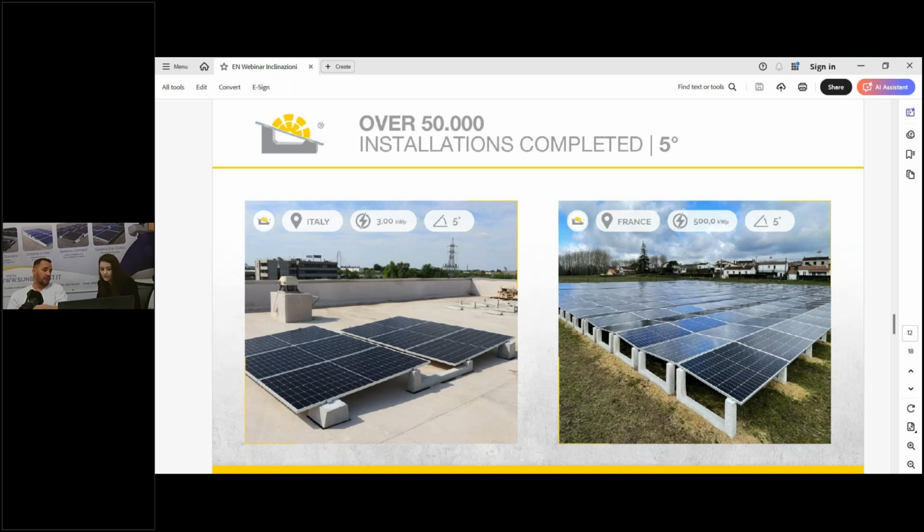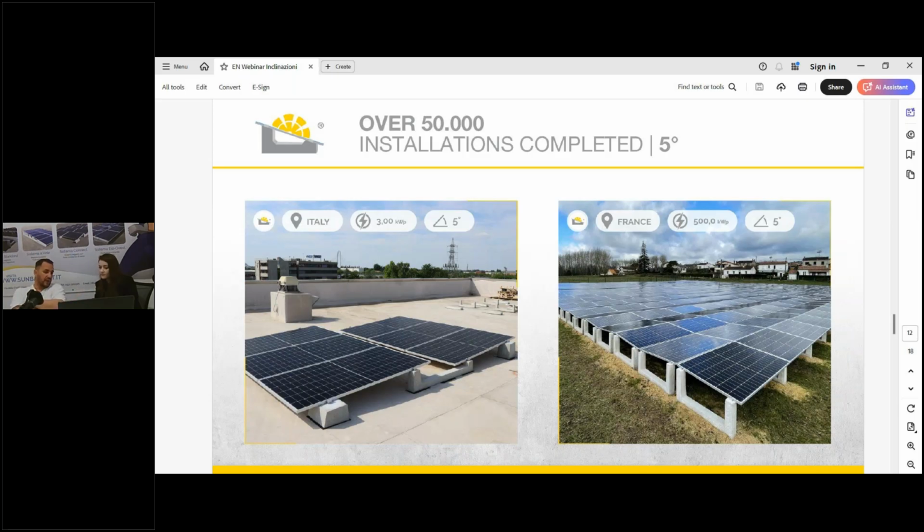Very convenient actually for panels that are over 2 meters long, and of course very good for the weight, the whole load per roof. It's distributed on the roof. Correct. So the whole load goes to 20, 25 kilograms per square meter, including the panel, ballast plus panel. And on the other side, we have an installation of 500 kilowatts in France with 5 degrees. We have to say here that I didn't mention before that 0 comes with a different inclination.